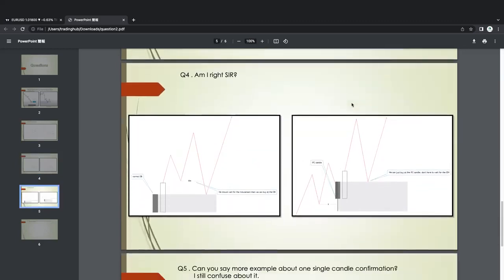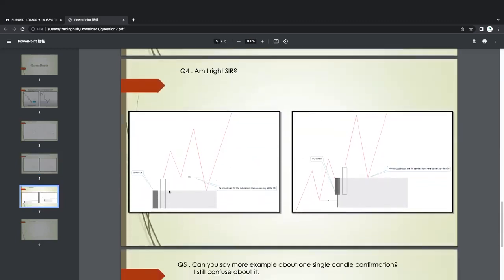Am I right, sir? Normal order block. Okay. Inducement. We should wait for the inducement, then we can buy on this order block. Yes. Actually, the order block is not necessary. The main thing is the liquidity inducement. Once the market has taken out the inducement, sometimes the market does not have any order block, but goes as per your plan, pushing higher and lower, because liquidity is primary. We use the order block for refinement.